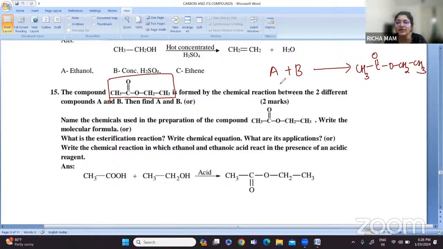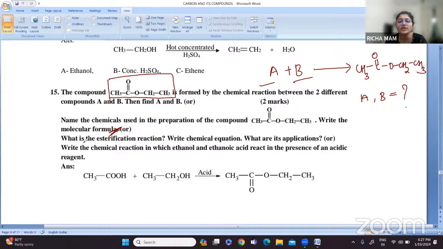Okay. So they have asked to find what is A and what is B. So this is a question asked for 2 marks. Or the other way of asking this particular question is: name the chemicals used in the preparation of the compound, that is CH3, C double bond O, CH2, CH2. Write the molecular formula of A and B. So this is another question.